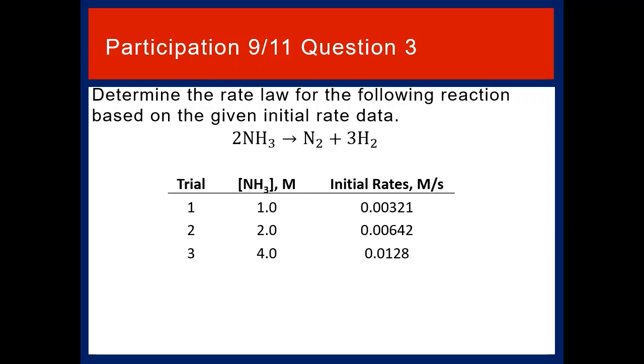Participation 911, question 3. Determine the rate law for the following reaction based on the given initial rate data. 2NH3 becomes N2 and 3H2, and then the data is given right here. This is the third question on participation 911, due Friday, September 11th at 11:59 p.m. over on Blackboard. The link to the assignment is right below the document where these videos are posted. Again, determine the rate law for the following reaction, this one, based on the given initial rate data in this table down here.